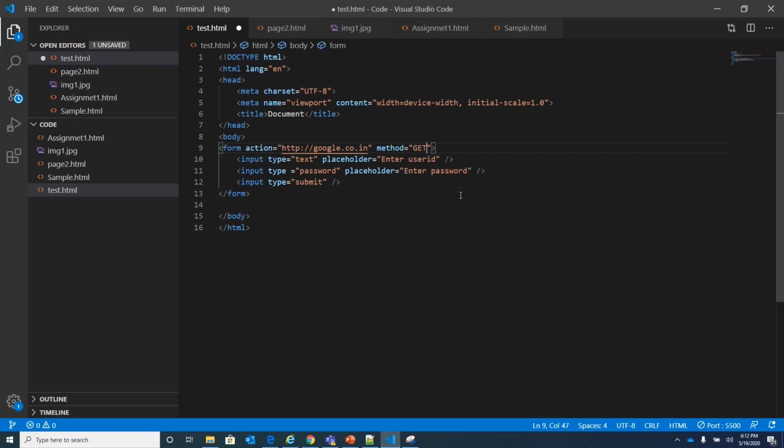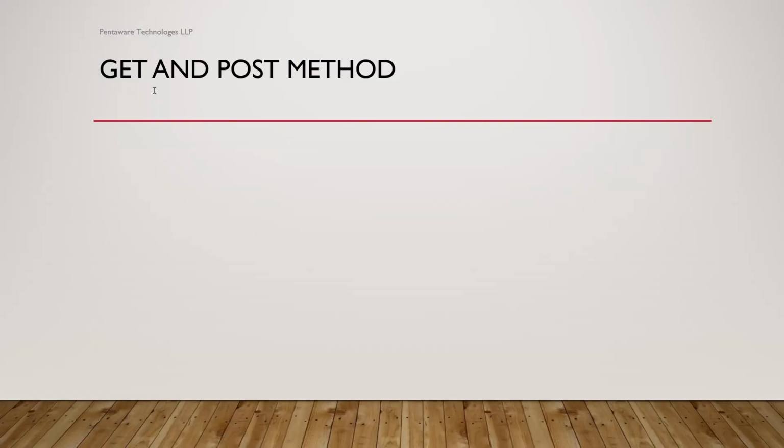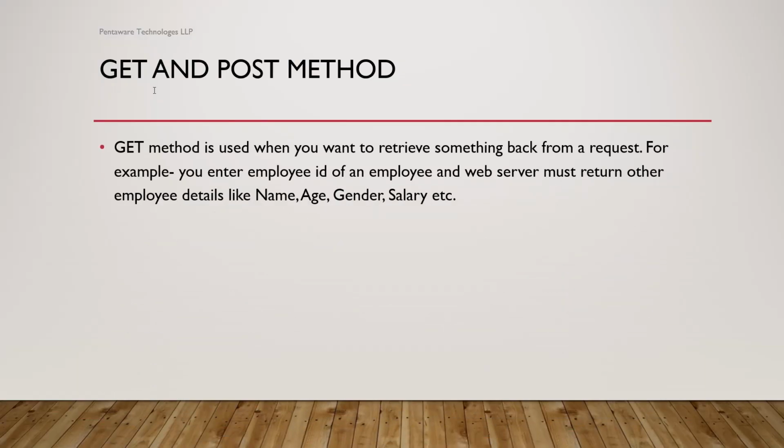So the obvious question is, what is the difference between get and post, right? Let us move on to that. What are the get and post methods? Get method is used when you want to retrieve something back from a request. For example, you enter the employee ID of an employee and the web server must return other employee details like name, age, gender, salary, etc. So when you want the web server to return something based on the details you have provided, you should use the get method.